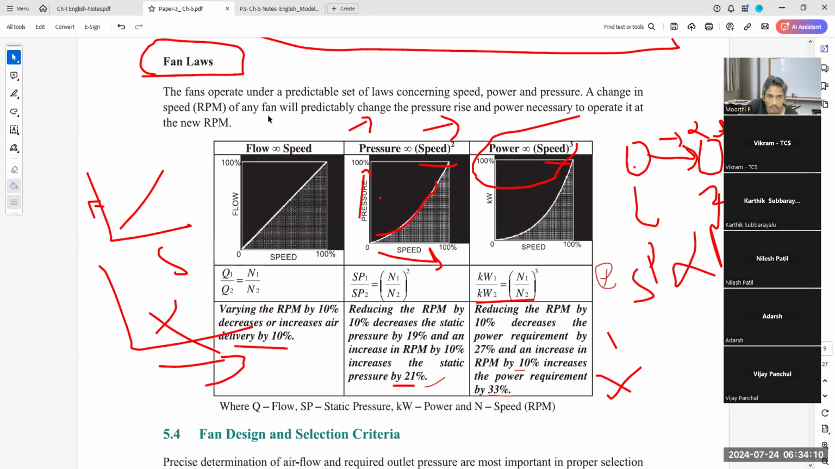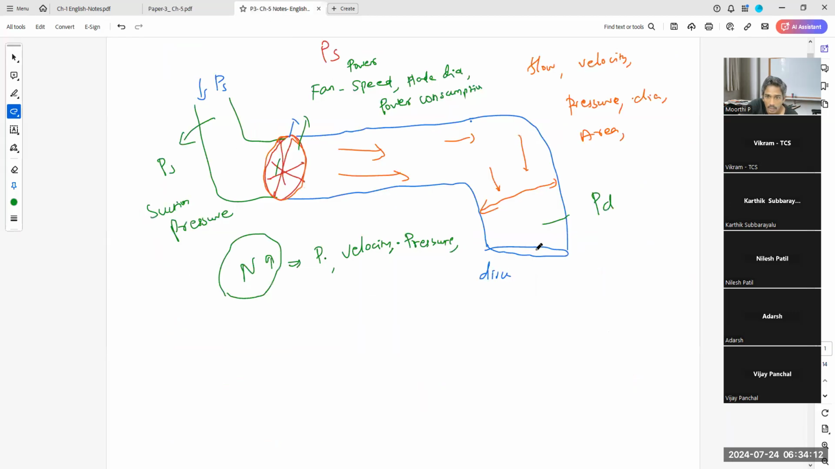Flow. What is the flow? This is the flow. Here, flow, this also we have to include. Speed increases, flow increases. Understood? Speed increases, flow increases. So the speed is directly proportional to flow. That means flow is directly proportional to speed. This understood? Flow directly proportional to speed.